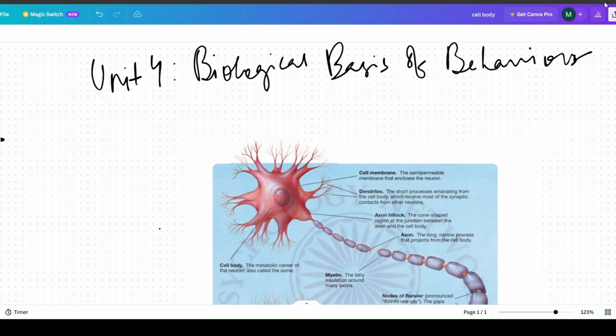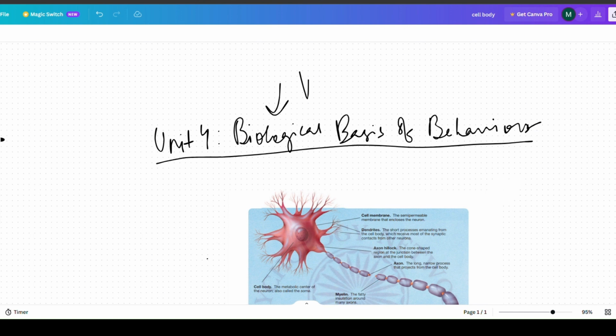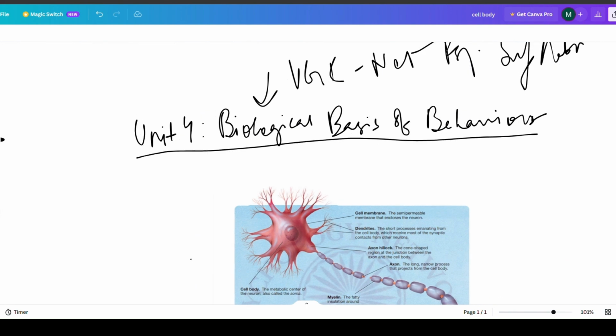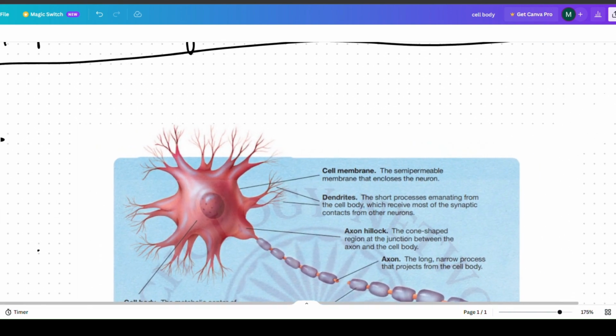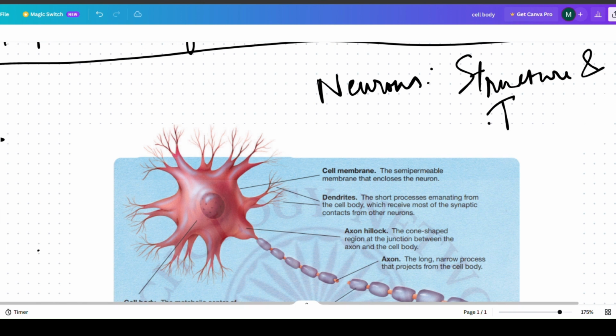Hello everyone. Today we will be talking about Unit 4 Biological Basis of Behavior. This is according to the UGC NET Psychology syllabus. So today we will be talking about neurons, the basic structure and functions.